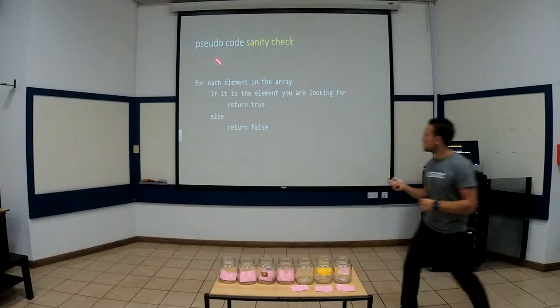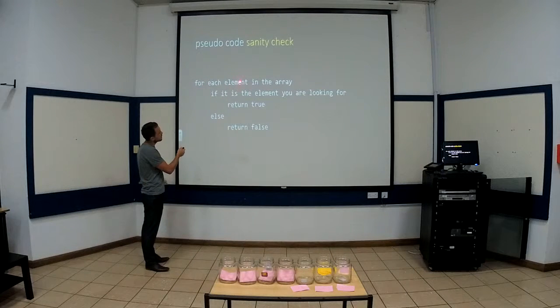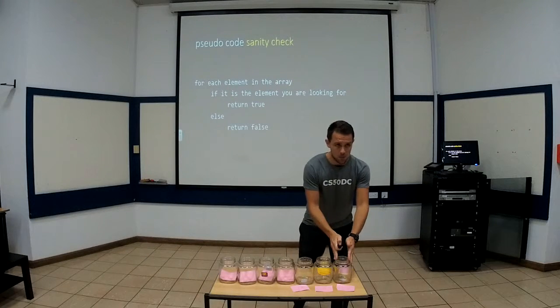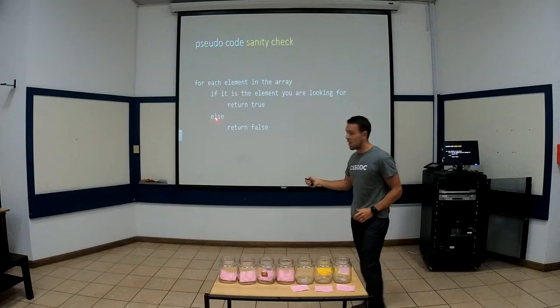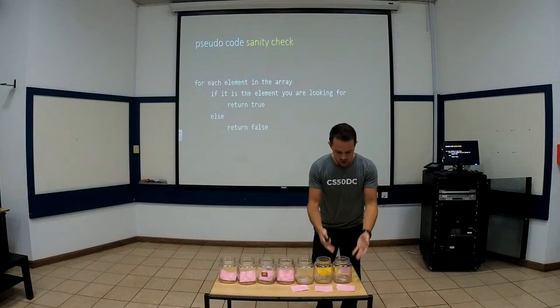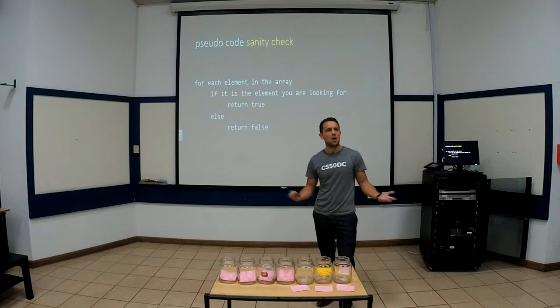Anyway, well, think about it. If I'm going to the first element in the array, and that element does not meet this criteria, so the element that I'm looking at here is not the number that I'm looking for, then the else statement will kick in, and it will return false, which means it will literally only check the first one, and then it will return false. It's not there.